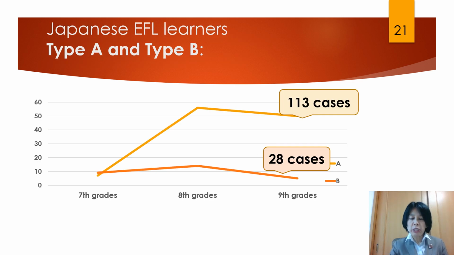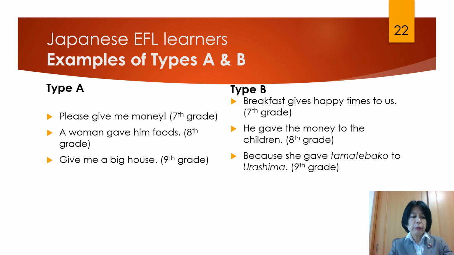Let us move on to Japanese EFL learners. There were 223 cases which contained the verb give. The most frequently observed type was type A. Of the 223 cases, 113 cases belonged to type A. These are representative examples of type A and type B.